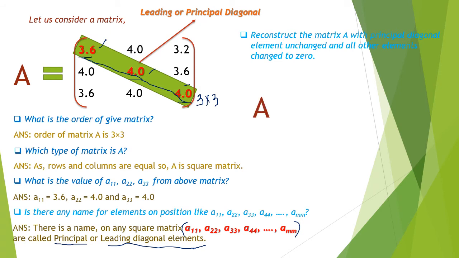A equal to, now let's see the elements. All other elements mean 0. 3.6 belongs to the principal diagonal, the leading diagonal. 4.0 belongs to the principal diagonal, so it is not changed.